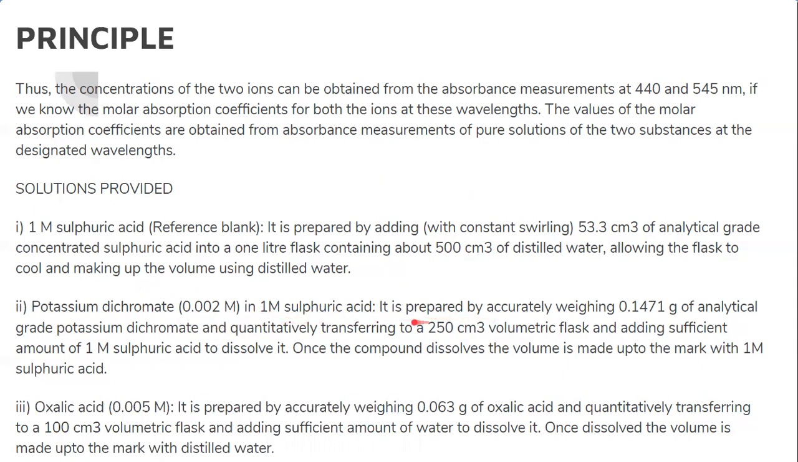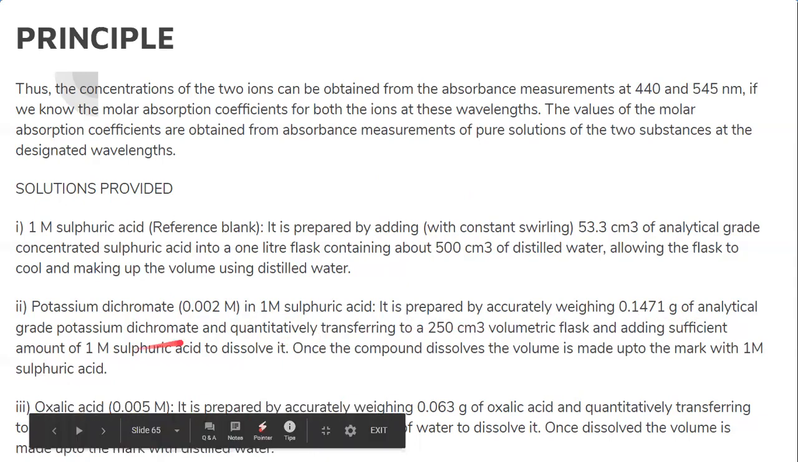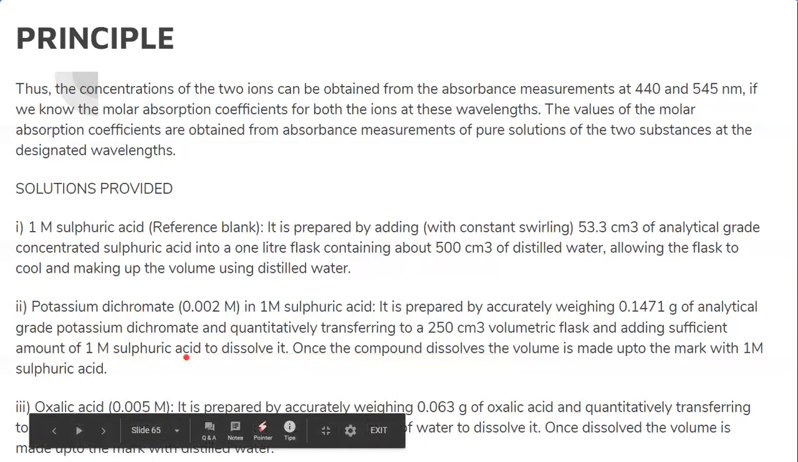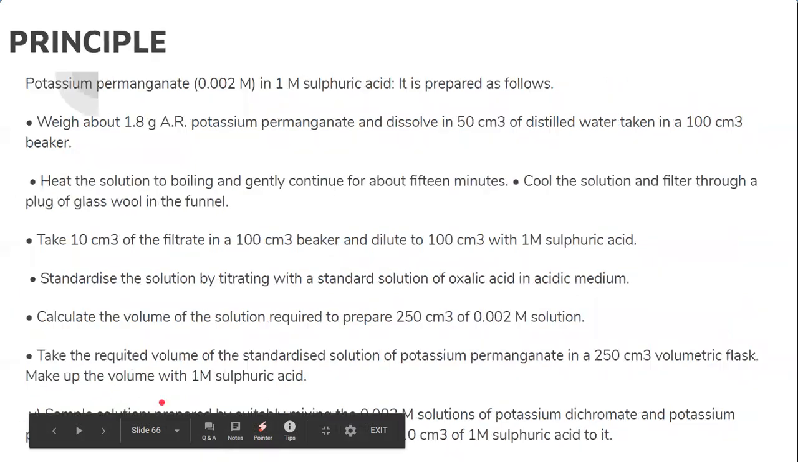And how can we prepare it? That is the procedure. First, we need to weigh accurately this much of potassium dichromate and transfer it into the 250 ml volumetric flask, adding a sufficient amount of 1 M sulfuric acid to dissolve it. Once the compound is dissolved, the solution is made up to the mark, again using sulfuric acid. And this is oxalic acid.